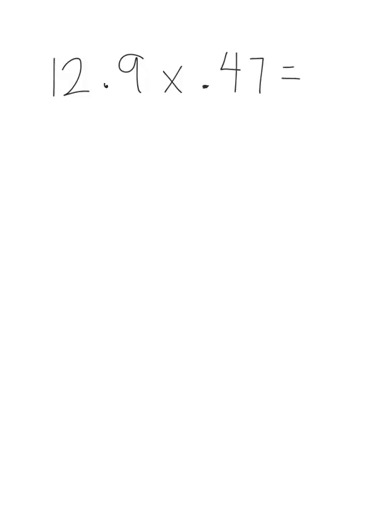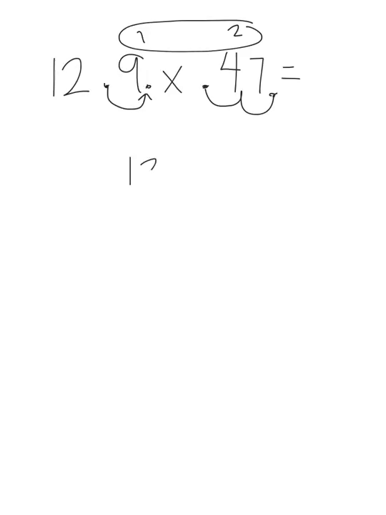Okay, and again, the first thing I want to do is move my decimal to the right to make it a whole number. So move it over to the right, move it over to the right, and in this case, I moved this one over once, I moved that one over 2 times for a total of 3 times, and we'll get back to that in a second. So now let's go ahead and set it up to 129 times 47. And again, you guys can use standard algorithm. In this case, I'm going to use partial products.